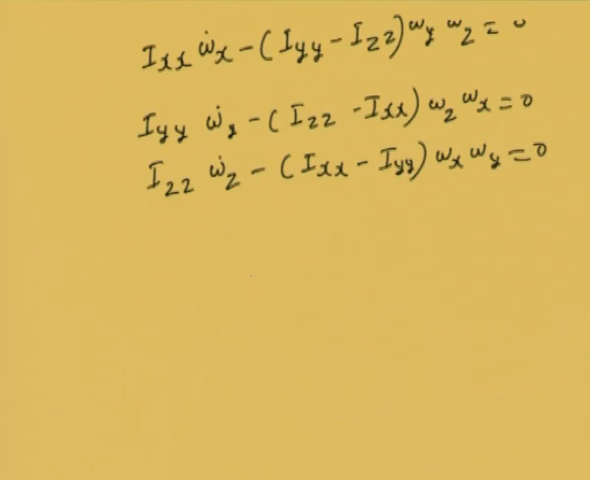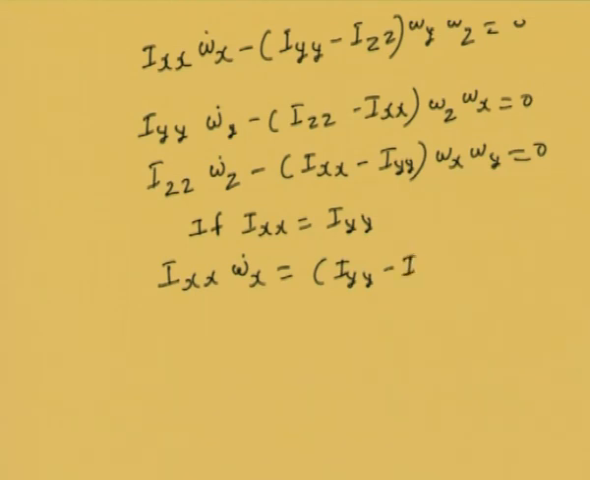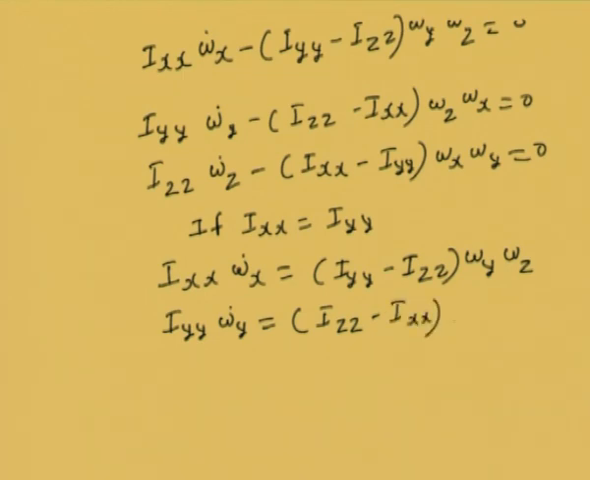Now these equations can be solved. In this case, if Ixx is equal to Iyy, then you get Ixx omega dot x is equal to (Iyy minus Izz) omega y omega z, and you get Iyy omega dot y is equal to (Izz minus Ixx) omega z omega x.